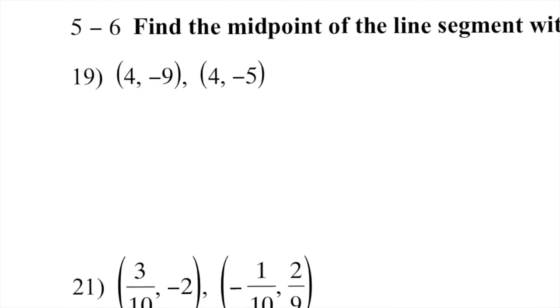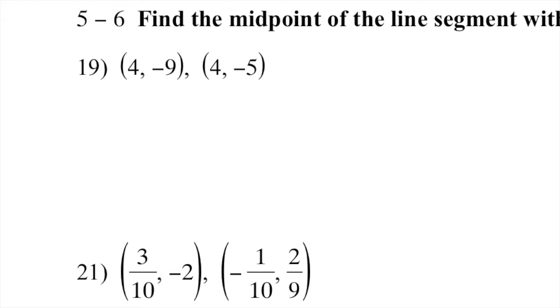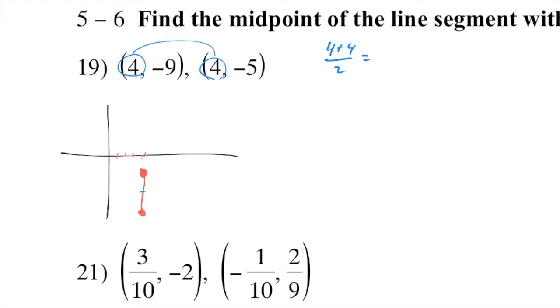All right, find the midpoint. Well, the midpoint is the average of the two values, but you could think about this as 4, -9, and 4, -5, right? So we're trying to find the halfway point between those two. And the average of these is going to be still 4. So you go 4 plus 4 over 2 equals 8 over 2 equals 4. Not surprising. And that's for the x value.